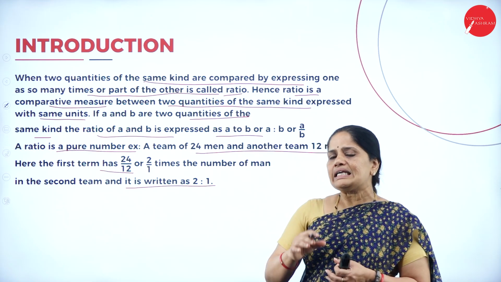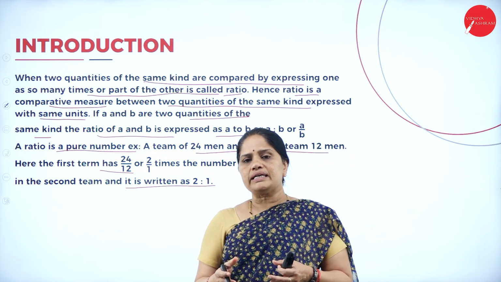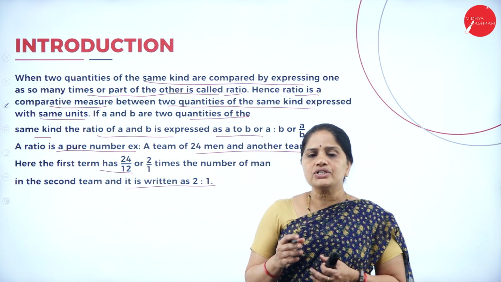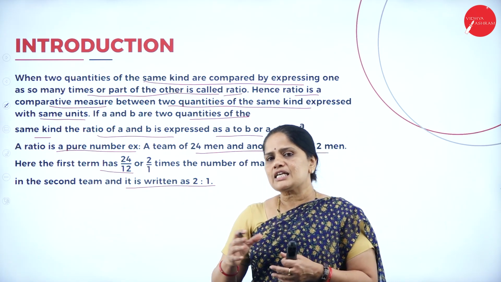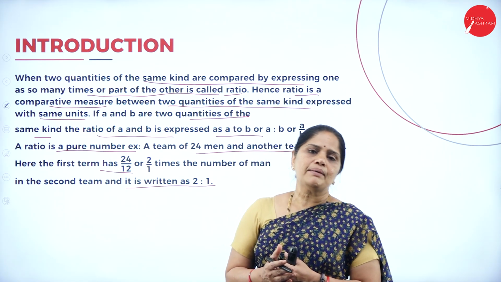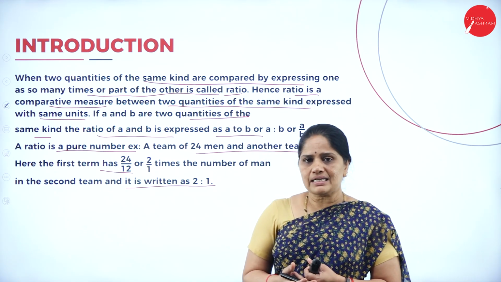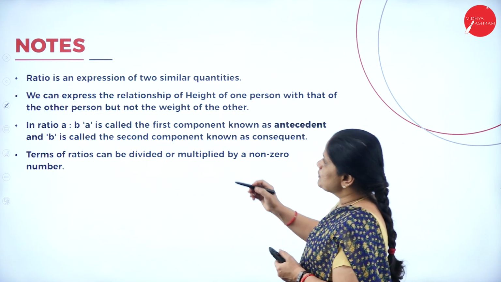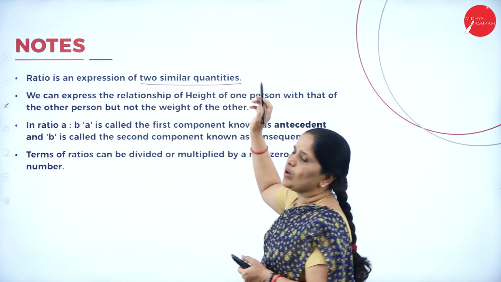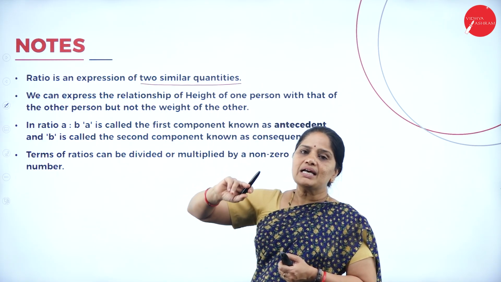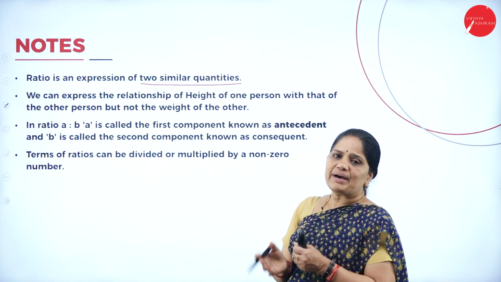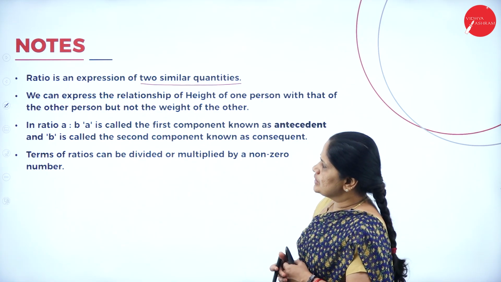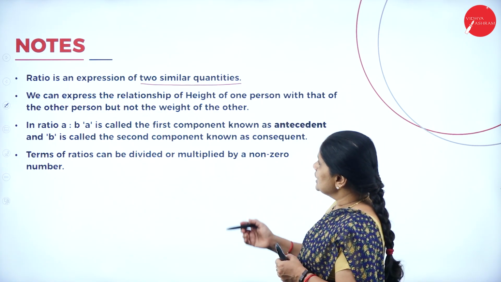So when we write a comparison between two quantities, then we call it a ratio. And though the ratio is a pure number, when it is expressed in comparison to some other number, it gives a better understanding of the numbers which are expressed. Now, ratio is an expression of two similar quantities. When two similar quantities are written in comparison with each other, we will know exactly what is the true picture of the relationship between the two numbers.